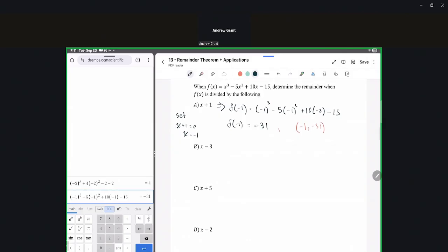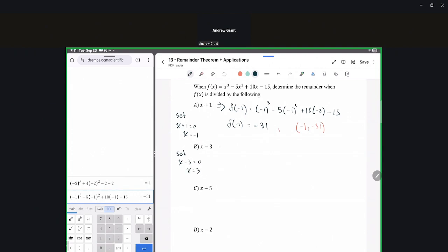At this point, if you're watching this on YouTube in the future, this would be a good time for you to go ahead and pause the video and try this out. Okay, let's continue on. So we've got x minus 3. So we're just going to set x minus 3 equal to 0, plus 3 on both sides. So x will be equal to 3.